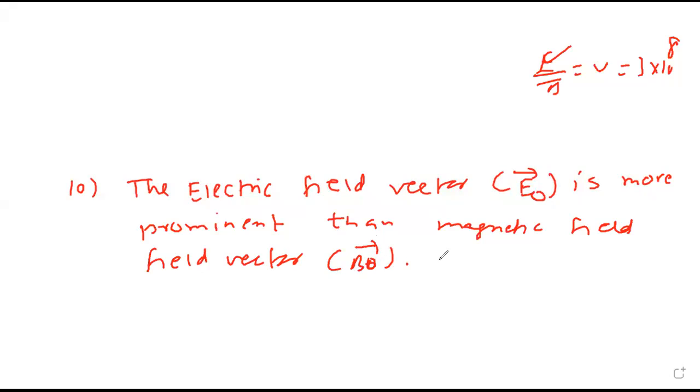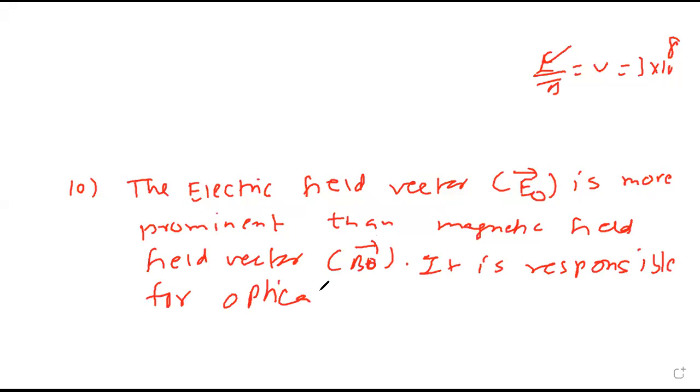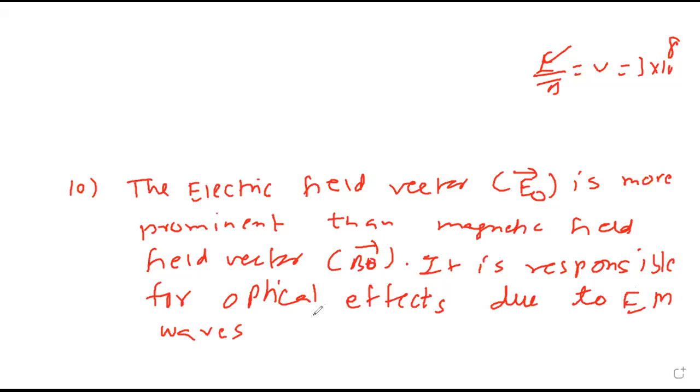So electric field, which is more prominent than magnetic field, is responsible for optical effect, because from electric, light can come. So electric field is responsible for optical effect due to electromagnetic waves. So which field is responsible for optical effect? Electric field, because whenever there is electric, light can also come.